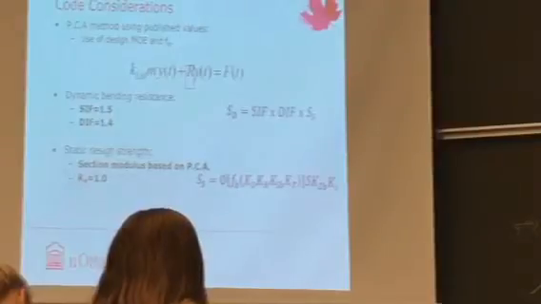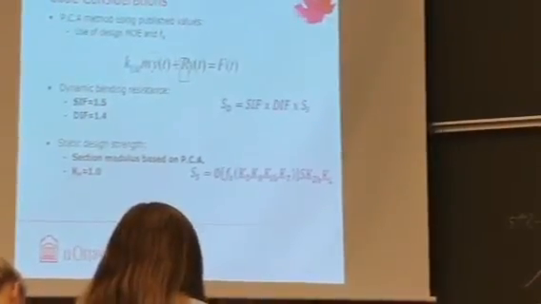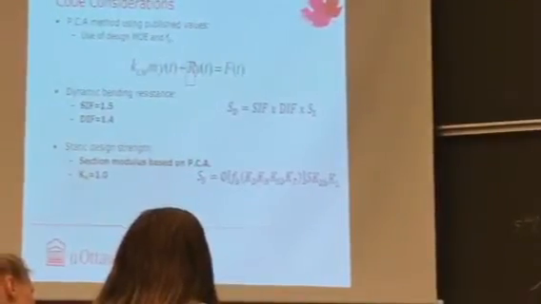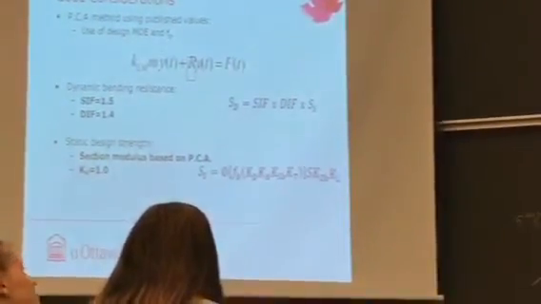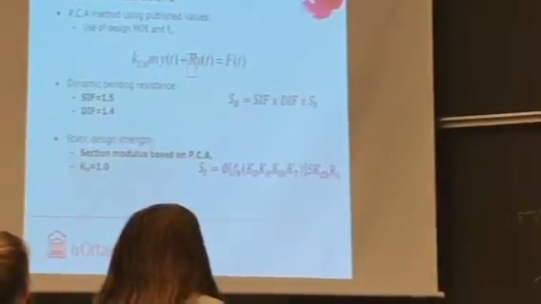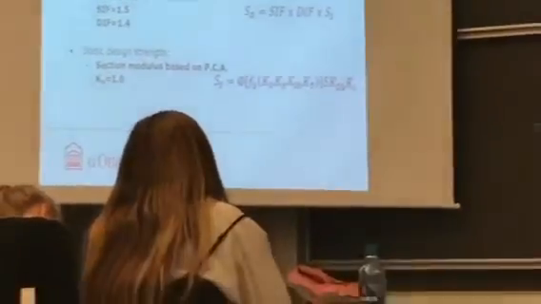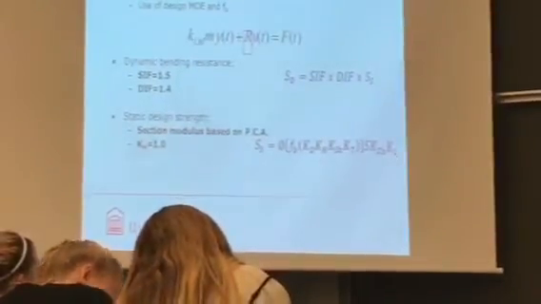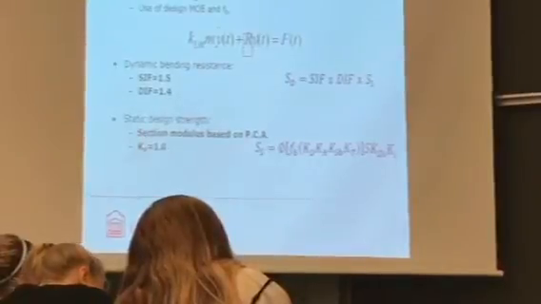You go to the blast code, and the blast code says for light frame wood, this is 1.9, and this is 1.4. That's it. You get your static capacity times 1.9 times 1.4. You get your dynamic capacity.